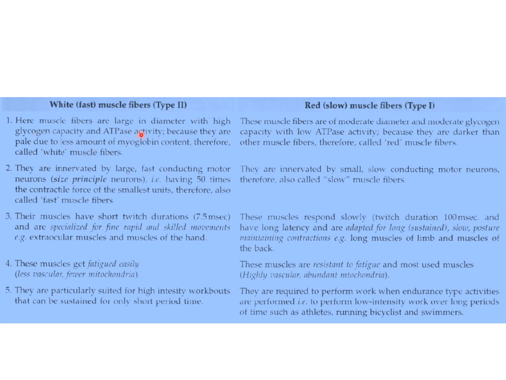Fast muscle fibers are large in diameter with high glycogen capacity and ATPase activity. They are pale due to a smaller amount of myoglobin, therefore known as white muscle fibers. They are innervated by large, fast-conducting motor neurons, following the size principle, having 50 times the contractile force of the smallest unit, therefore also known as fast muscle fibers. Their muscles have a short twitch duration of 7.5 milliseconds and are specialized for fine, rapid and skilled movements, such as extraocular muscles and muscles of the hand.